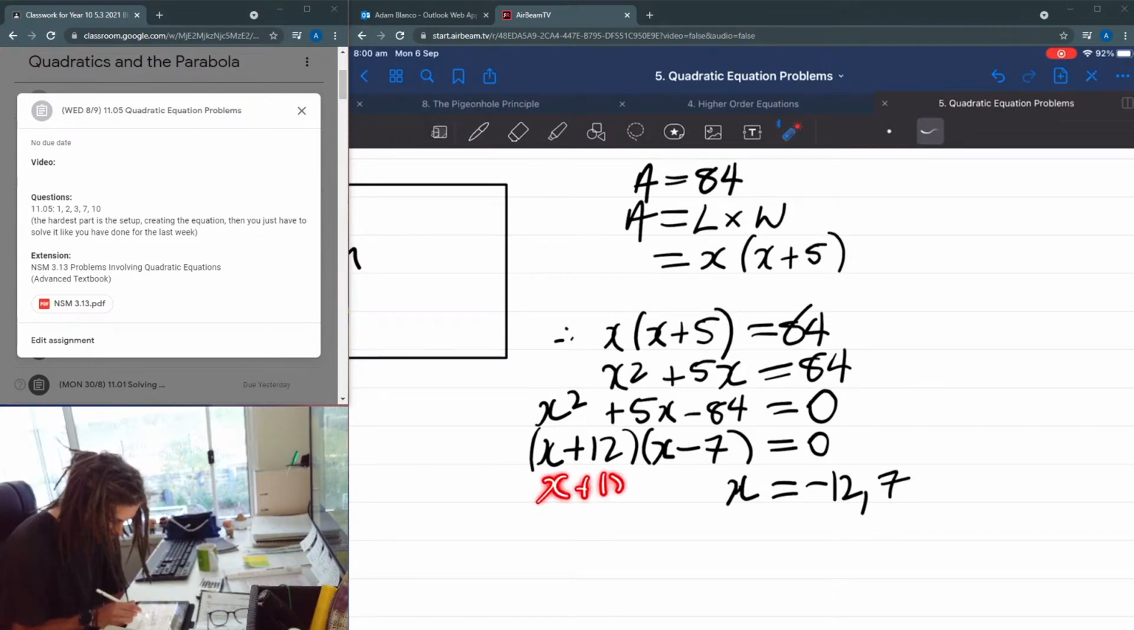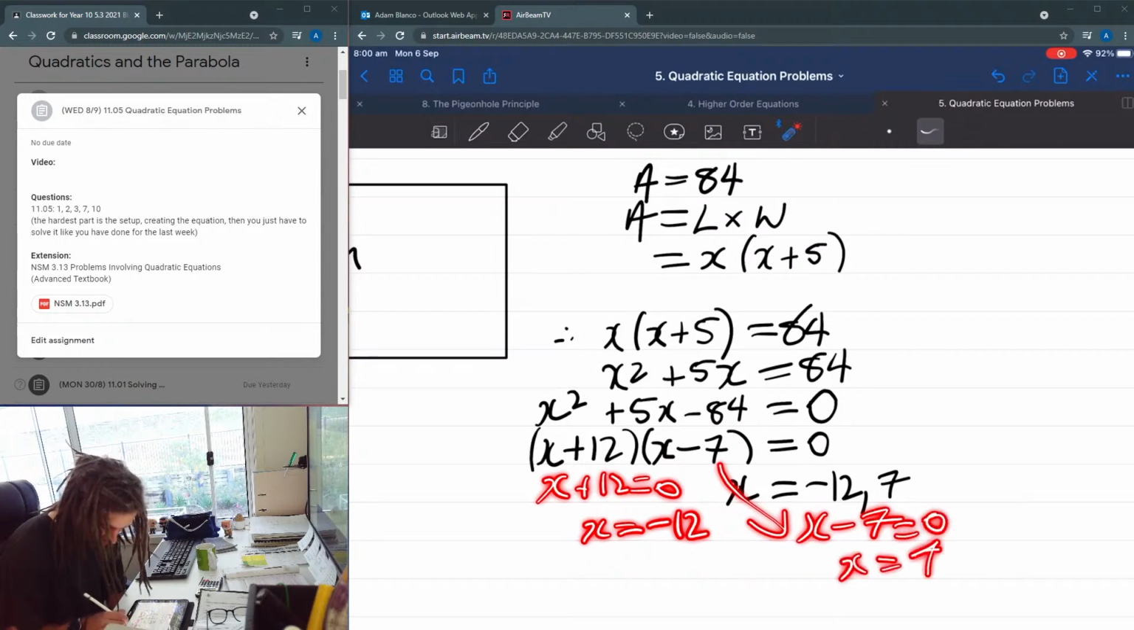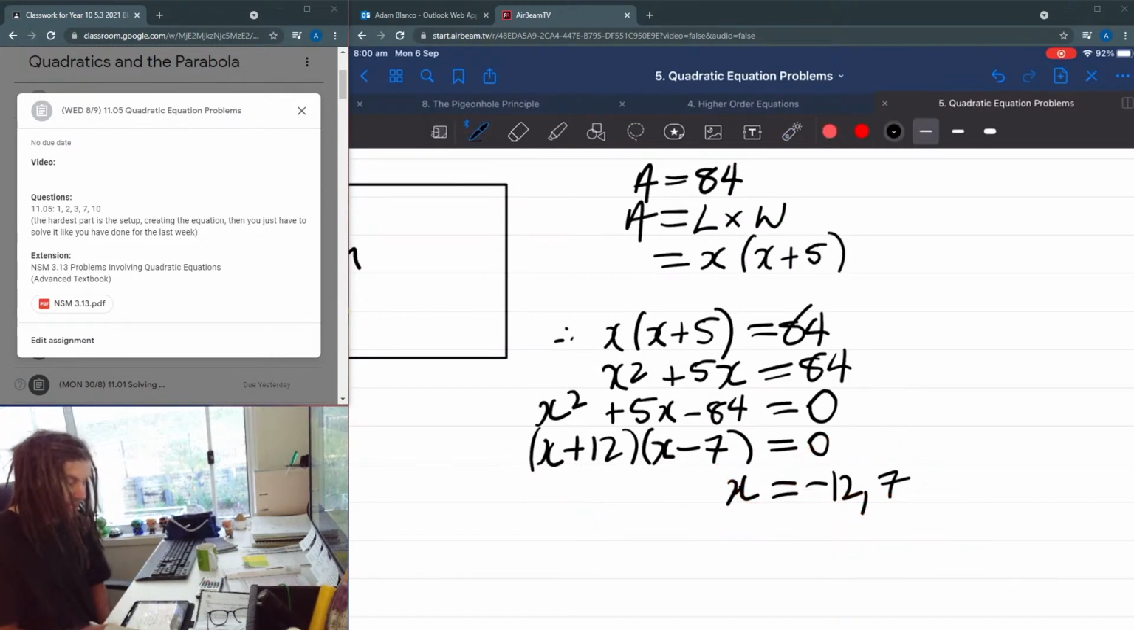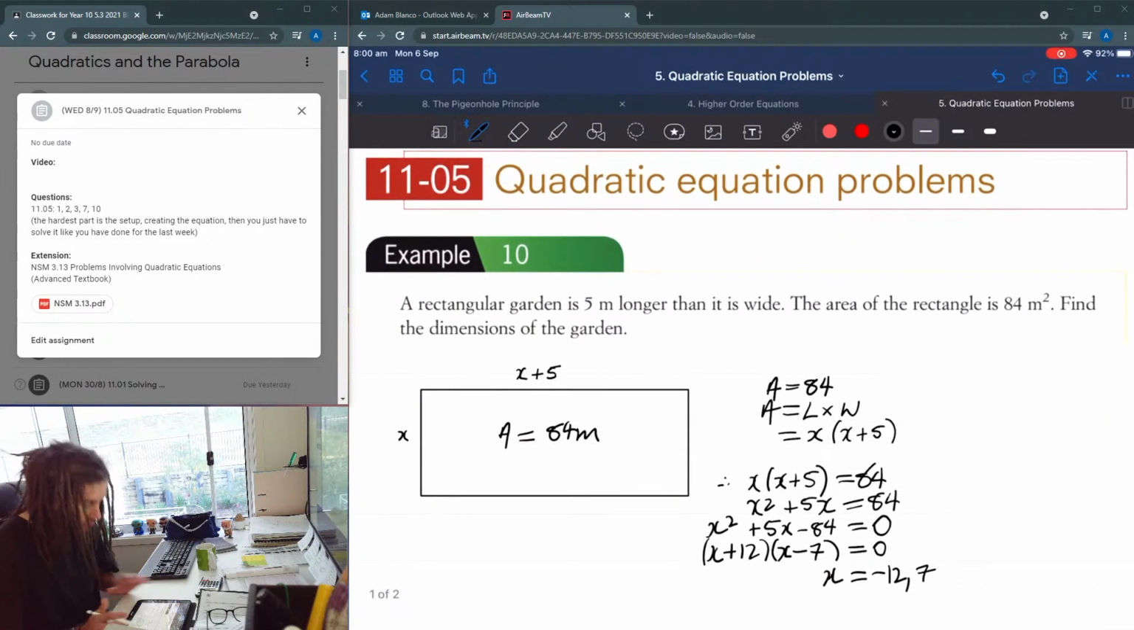So x plus 12 equals 0, x equals minus 12. And this one is x minus 7 equals 0, x equals 7. So that's how I've got these two. Now, whenever you're looking at a real life application of a quadratic problem, there's this thing that always happens: if you've got a quadratic, you're probably going to end up with two solutions. Probably not, but probably. So I've ended up with two solutions. One of them's not going to make sense.